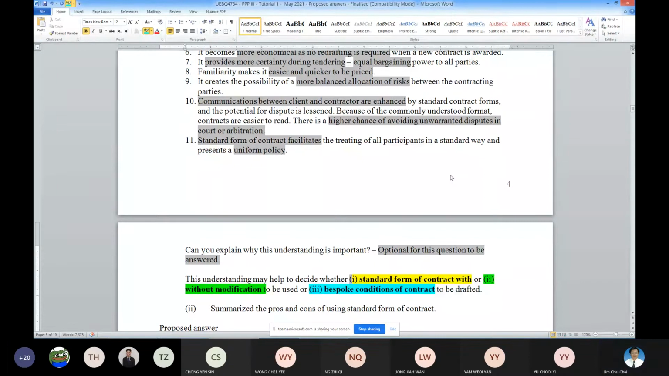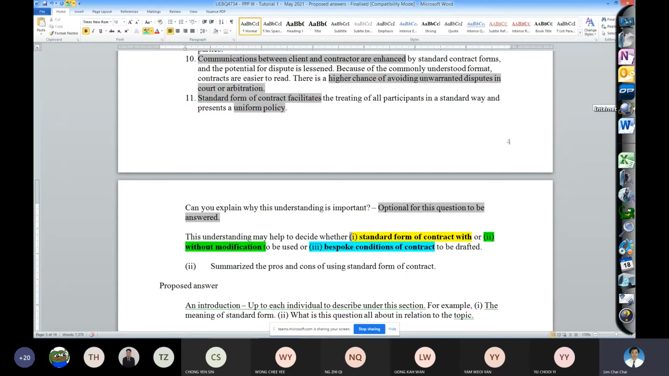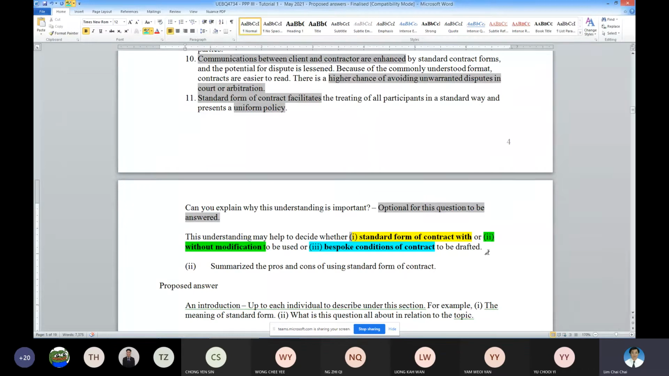So this helps you to understand deeper, not just memorize the 11 points. You thought, oh, I know very well already. Actually, no, this is the one: the second portion. Can you explain why this understanding is important? Okay, if you can answer this one, it gives you some higher level of thinking. It will help you to decide whether standard form is good, or modified form needs to be used, or a bespoke condition of contract needs to be prepared, because a certain thing is not fit for this particular project. Okay.